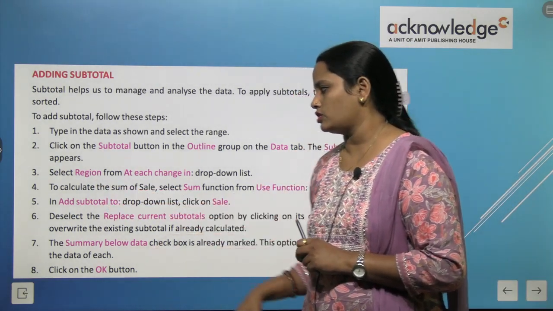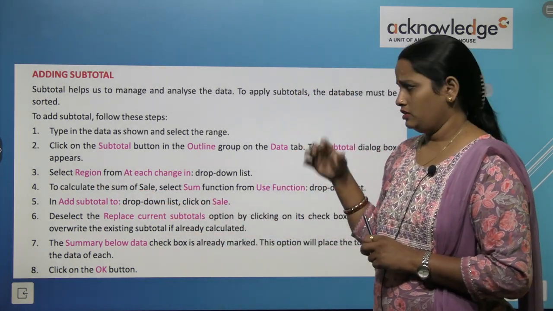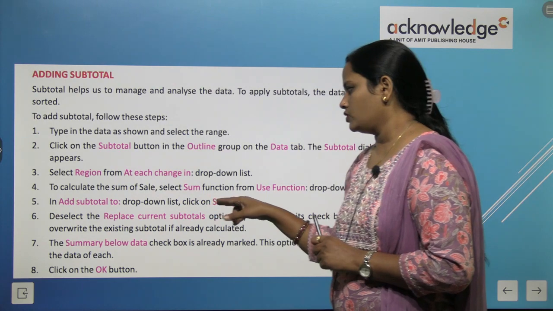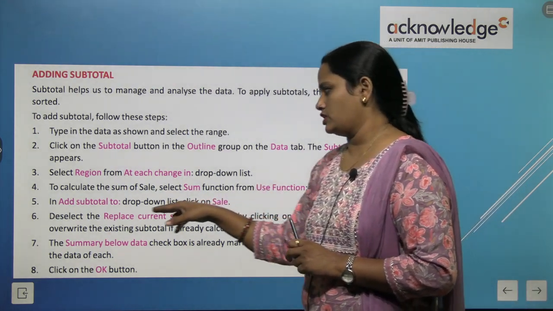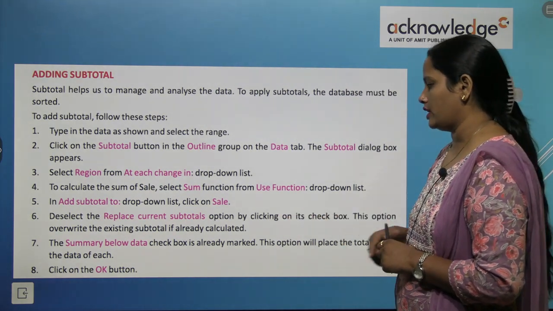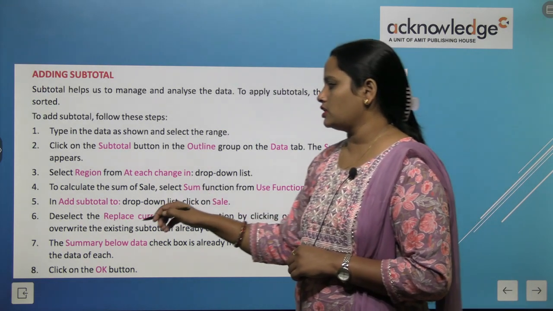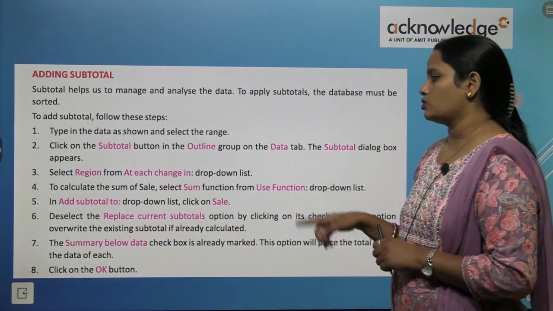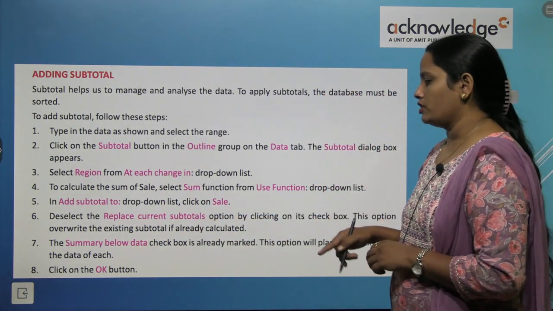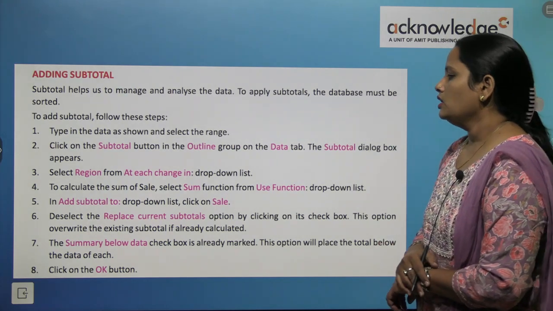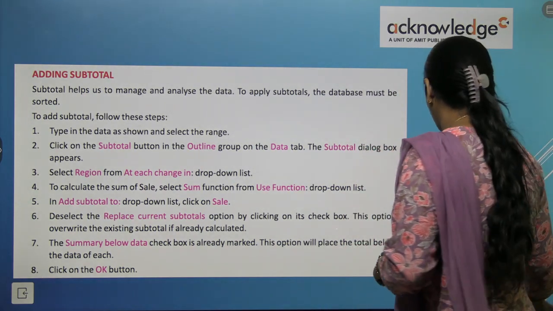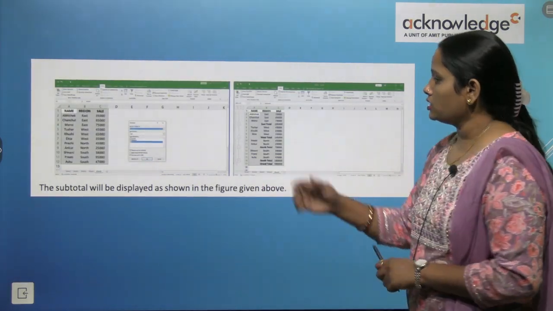Now add subtotals. So by using these subtotals, we can make the subtotal of the given items. In the drop down list, click on sales. So we have to click on sales from here. Now deselect the replace current subtotals option by clicking on the checkbox. This option overrides the existing subtotal if already calculated. The summary below data checkbox is already marked. This option will place the total below the data of each, and then we have to click on the OK button.